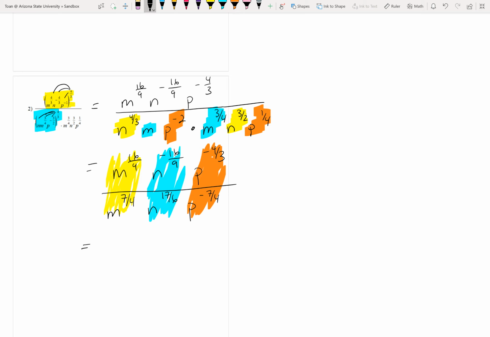So when you subtract these exponents, 16/4 minus 7/4, that gives you 9/4, m to the 9/4. I'm going to do 17/6 minus a negative 16 over 9. So I'm doing big minus small. So 17/6 minus a negative 16/9 gives me a 83 over 18 on the bottom.